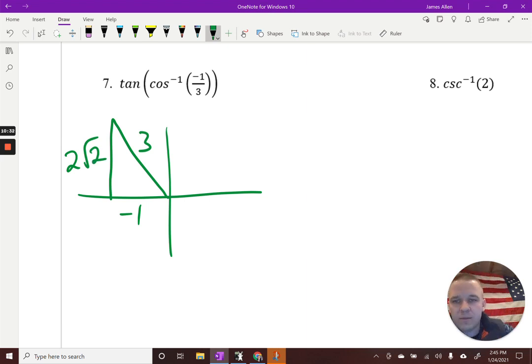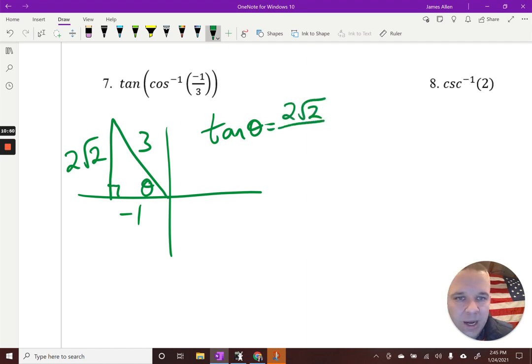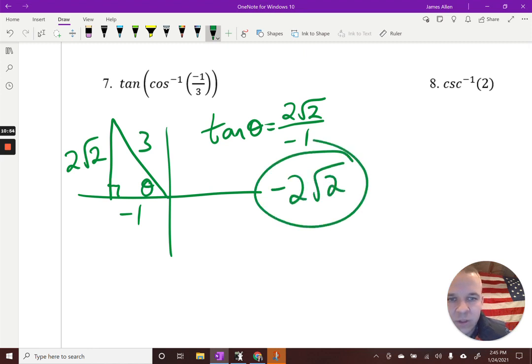Why do it again? I mean, it's so much fun, but I'm just going to save some time. There's my reference. So tangent of that. Well, tangent is equal to my opposite, which is 2 root 2 over my adjacent, or negative 2 root 2 once we simplify it. Nice. We are just absolutely cruising on these problems. I'm loving it. I love drawing triangles.